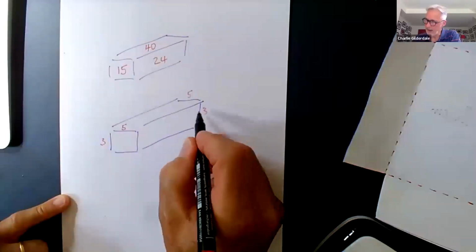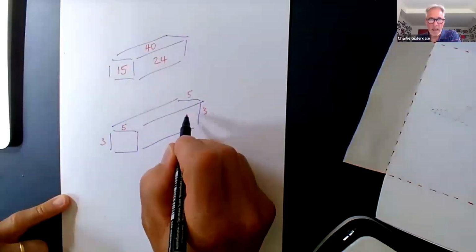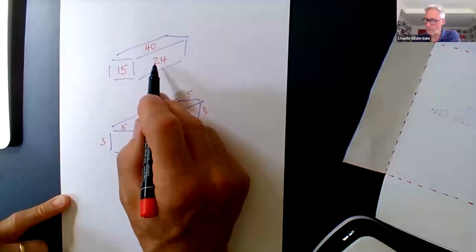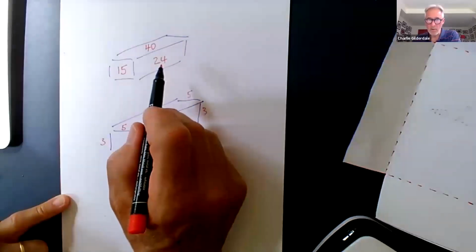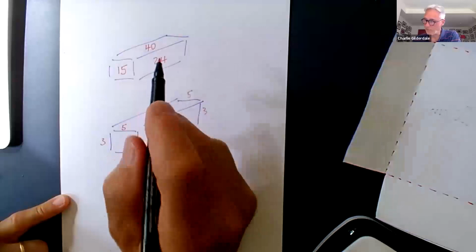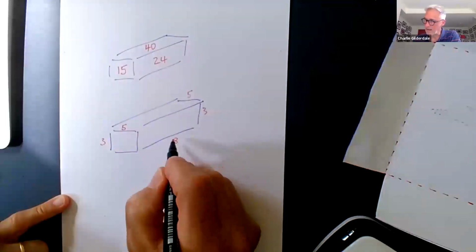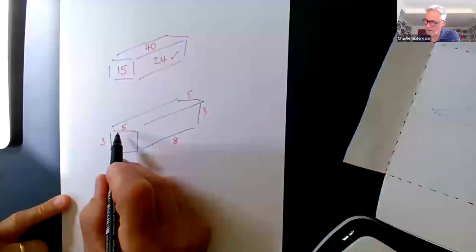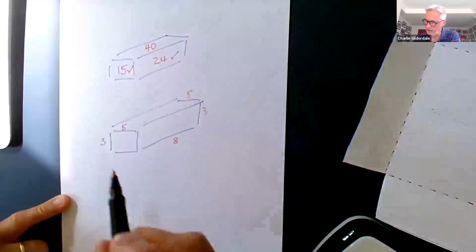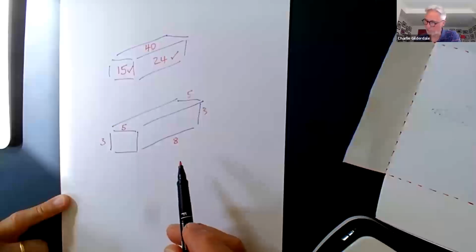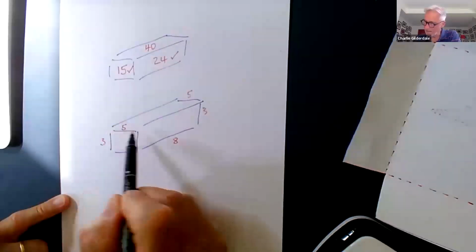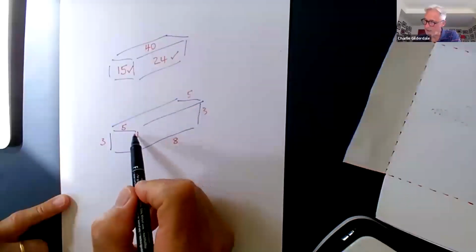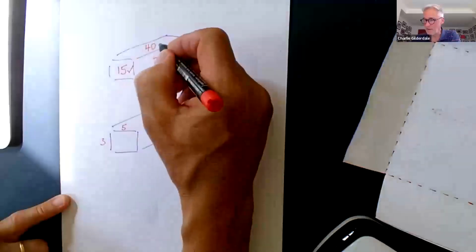And if the height is 3, and we know the surface area of one of the vertical faces is 24, then this must be 8. So 3 by 8 gives me the 24. 3 by 5 is going to give me the 15. And I now just need to check the 40. And that works because 5 by 8 is 40.